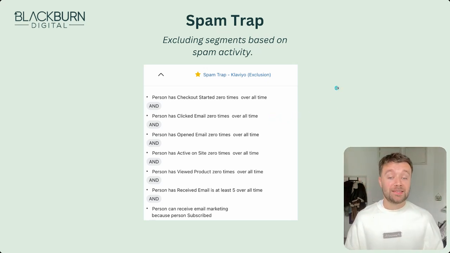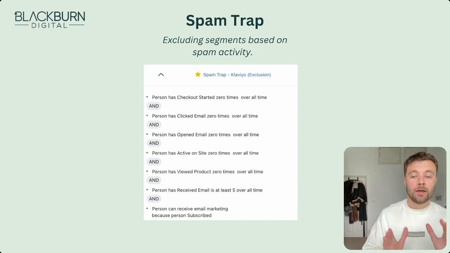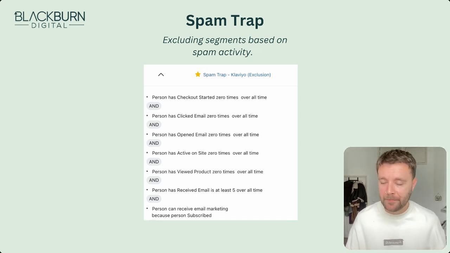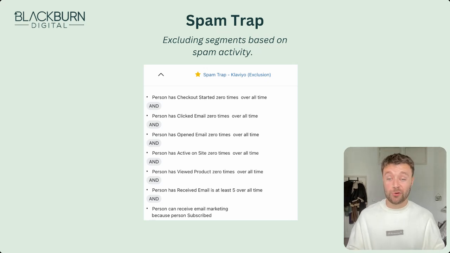So what does this segment look like? Well, they've basically not engaged with the brand. They've never checked out, they've never clicked, they've never opened, they've never been active, they've never viewed a product, and they've received an email at least 5 times. This is basically telling me that we've got a spam email in our list, and we want to exclude them and get them off the email list as quick as possible.